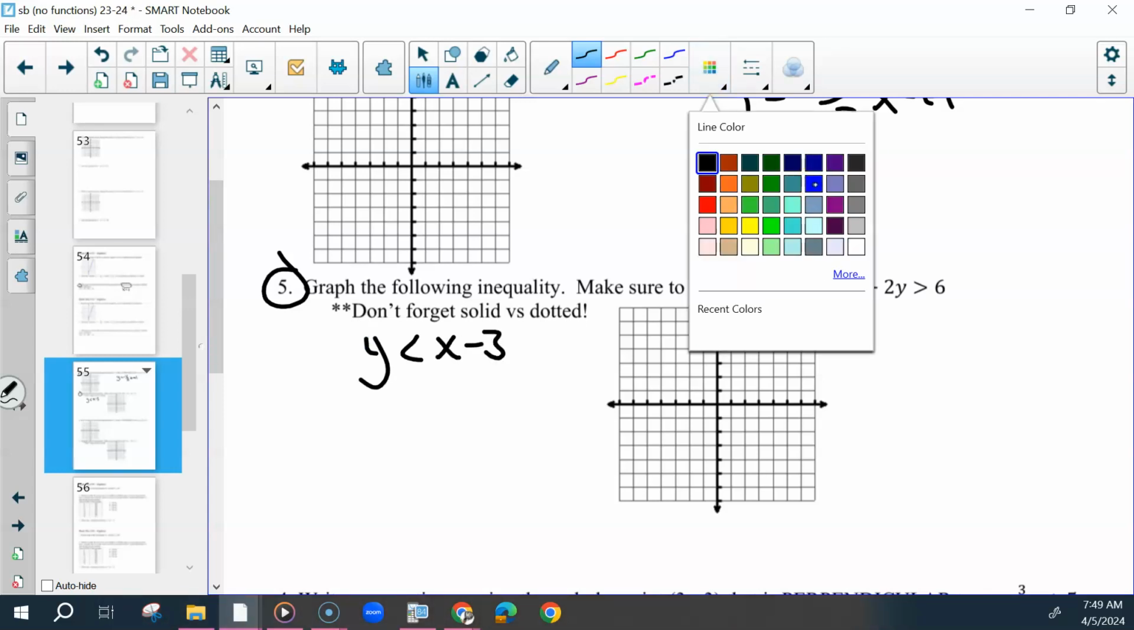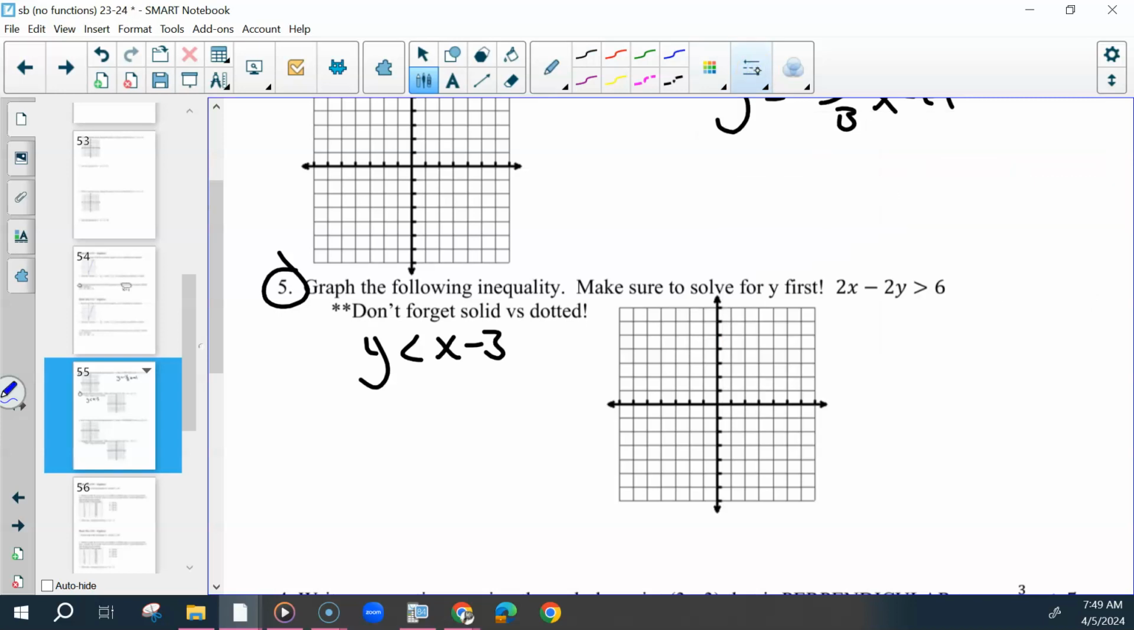So then when we graph that on the graph, it would look something like start at negative 3, go up 1, the right 1. You just leave it as dotted instead of dashed. Down 1, left 1. Draw arrows at the end, and shade underneath. Questions on any of those?